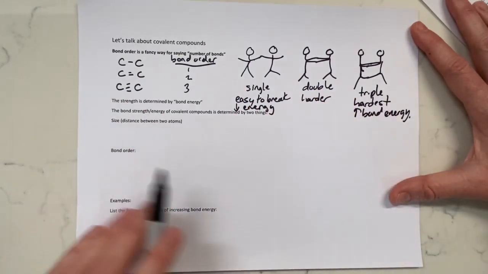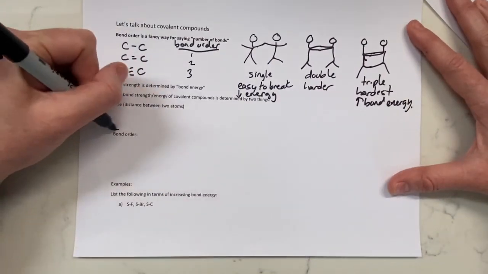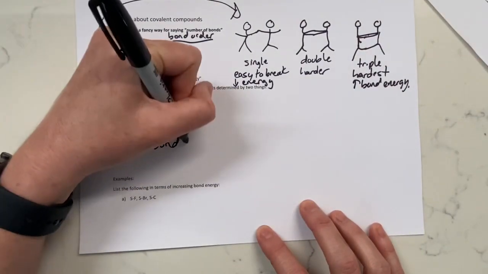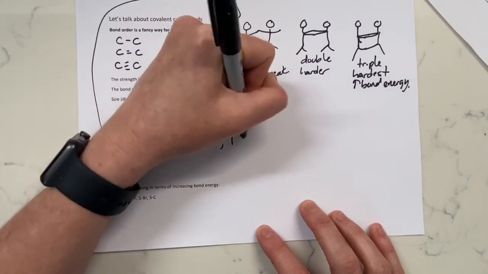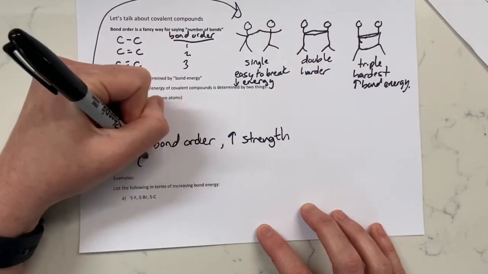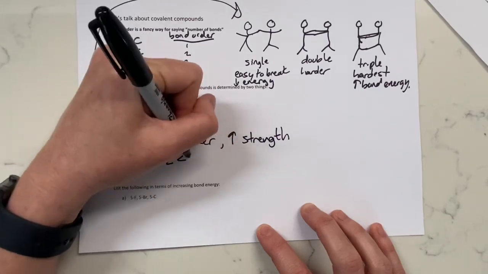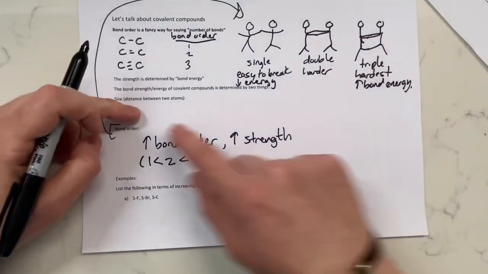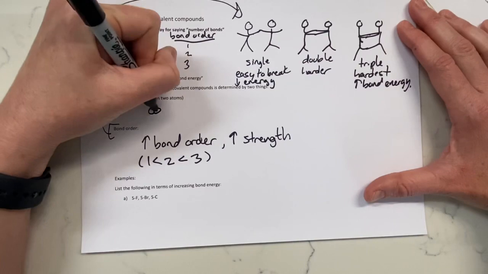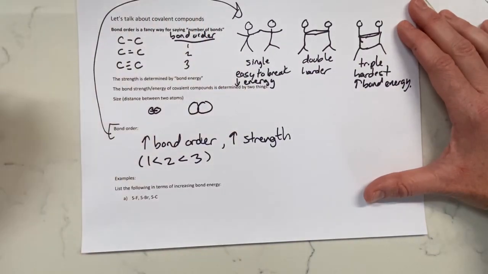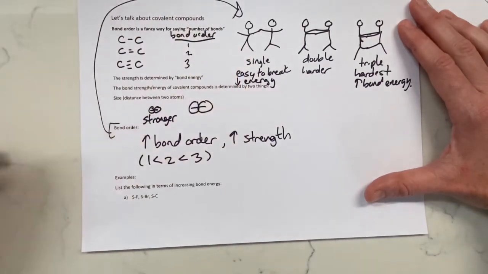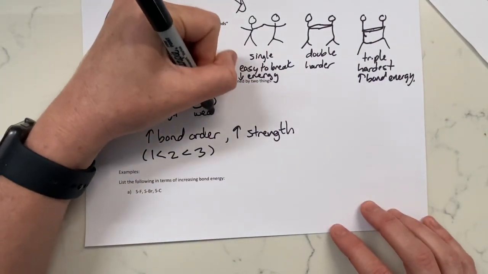And what determines those things are two things. We just discussed the bond order. So I kind of went out of order there. The bond order is all this stuff. So an increase in bond order leads to an increase in strength. Remember that single is less than a double is less than a triple. And the size, the distance between two atoms. So just like with ionic compounds, if you have two small things versus two big old things, this one is going to be stronger than this. So this one will be weaker.